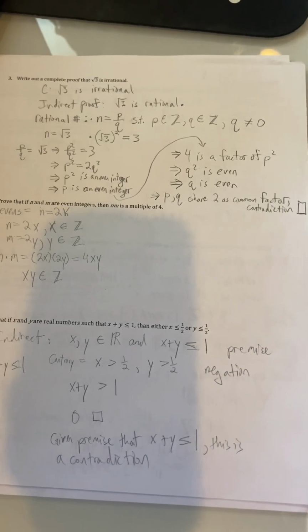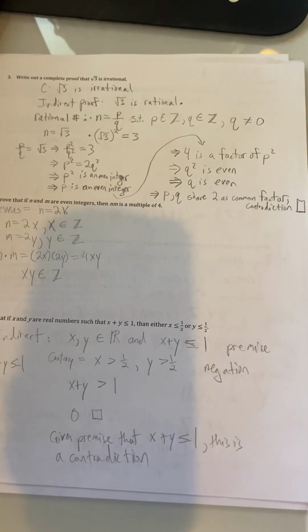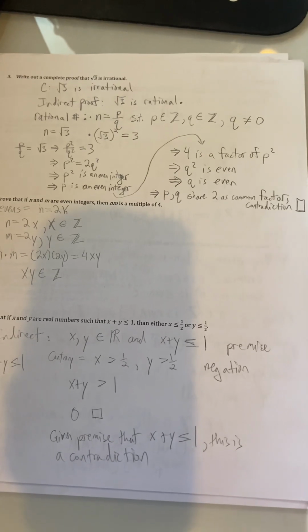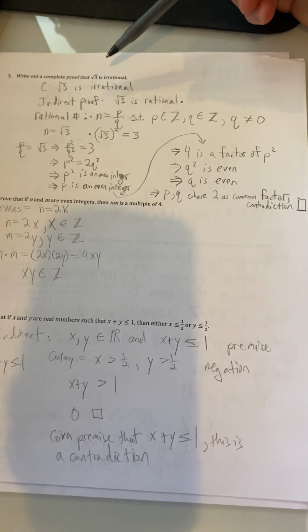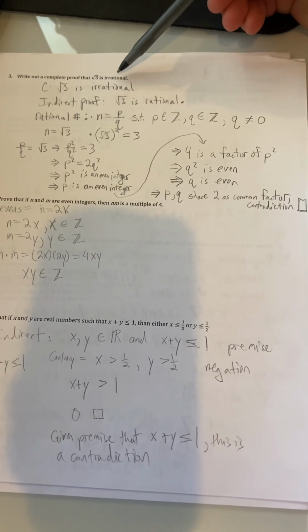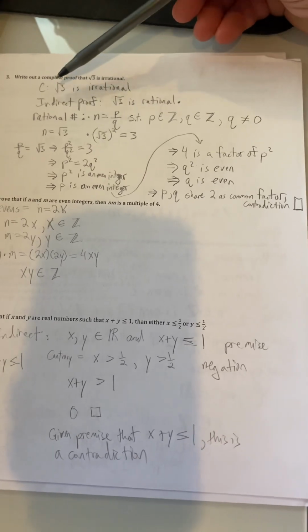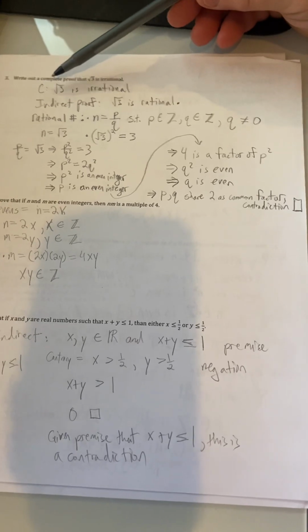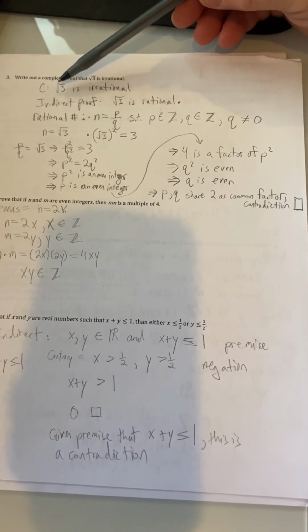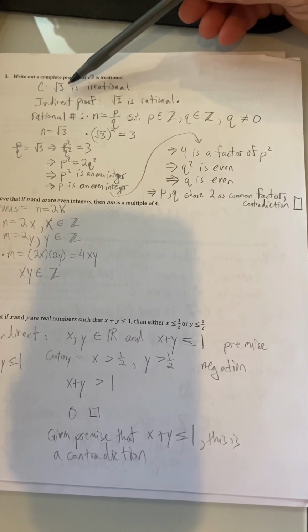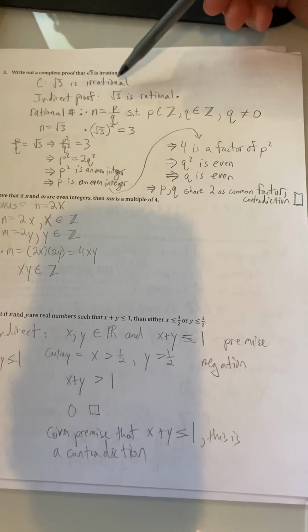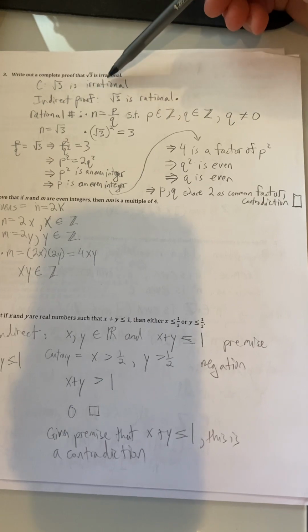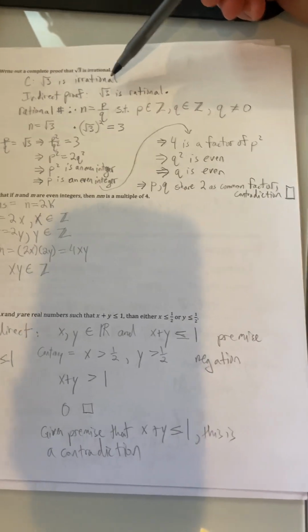Hi. So for problem set 6, I chose to go over problem number 3. It reads, write out a complete proof that the square root of 3 is irrational. So based on the premise, or the conclusion, that the square root of 3 is irrational, you can build an indirect proof that is actually taking the conclusion as a negated premise.